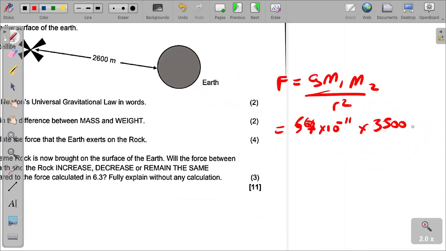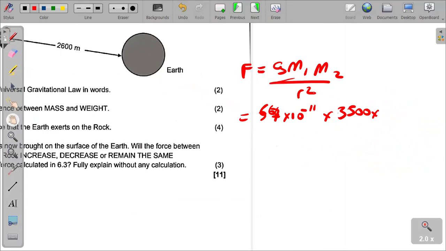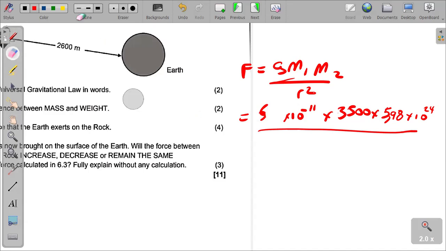times the mass of the planet Earth. The mass of the planet is given on table 1 on the data sheet. That's 5.98 times 10 to the power of 24 kg. Remember, mass must be in kg. Same applies. G is also given, 6.67 times 10 to the power of negative 11, divided by.